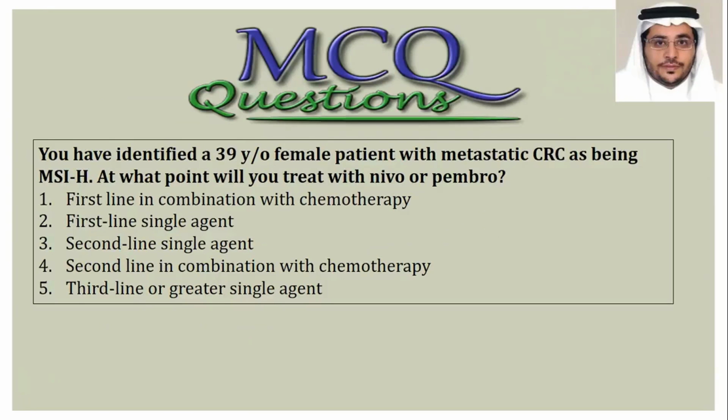So the last question is for you, Ahmed, because you're looking at the phone. You have identified 39 female patients with metastatic colorectal cancer with MSI high in the first-line setting. What is the best way? When do you put nivolumab or pembrolizumab in your equation?